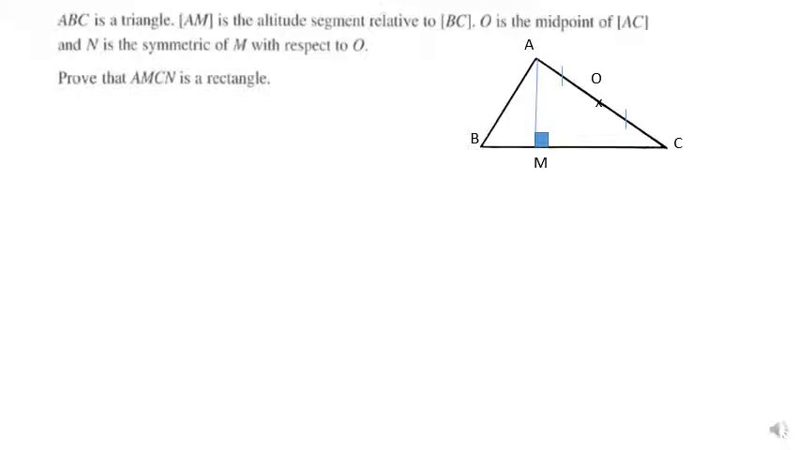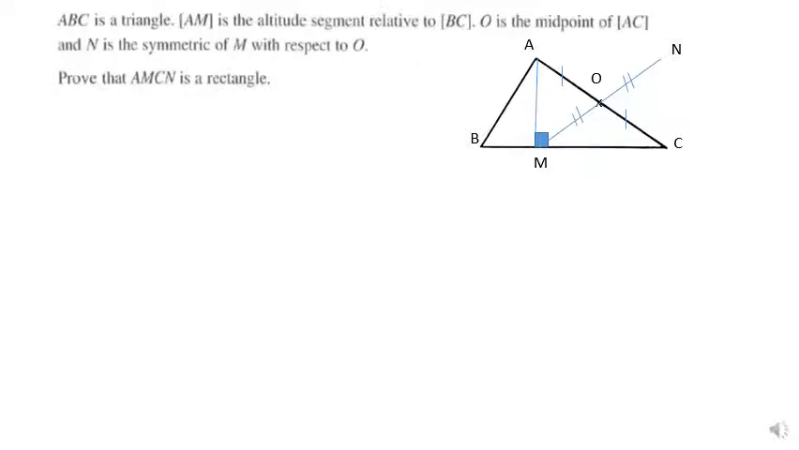N is the symmetric of M with respect to O. That means O is the midpoint of MN. Now you need to prove AMCN is a rectangle.